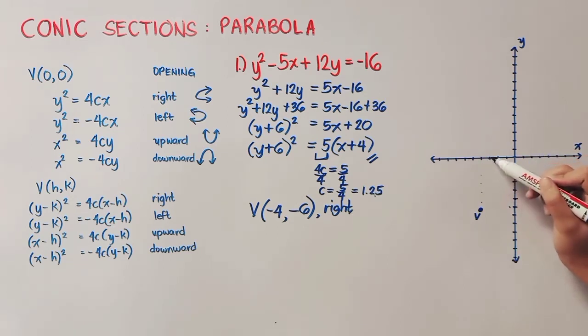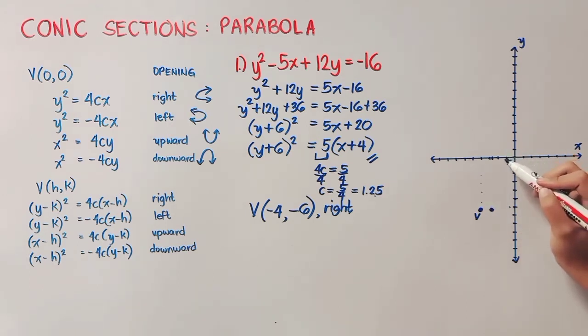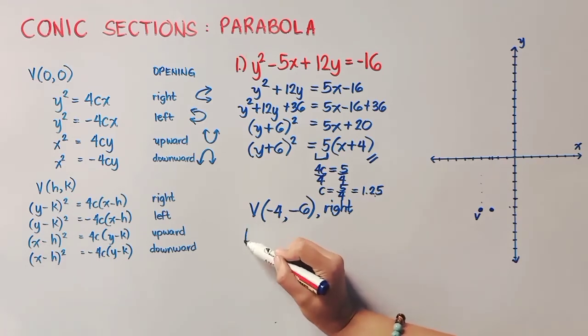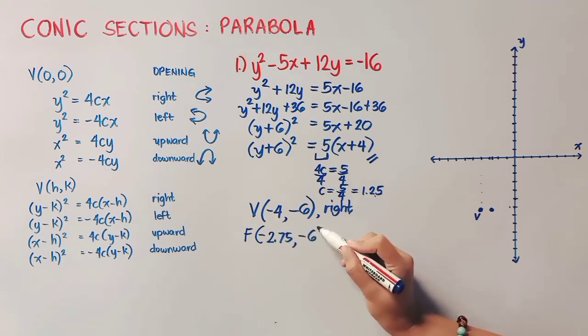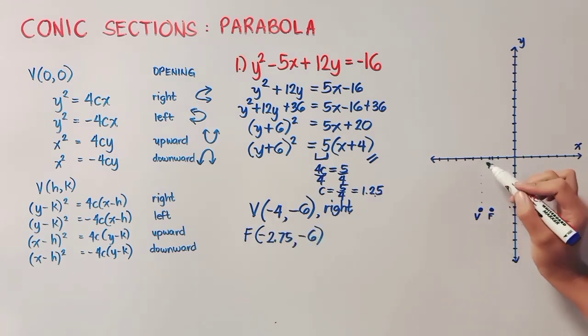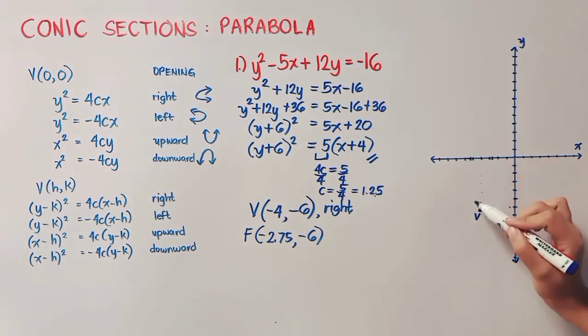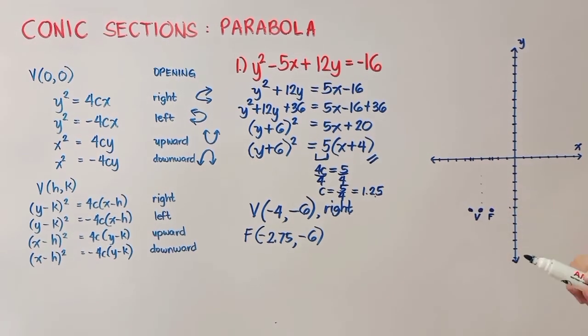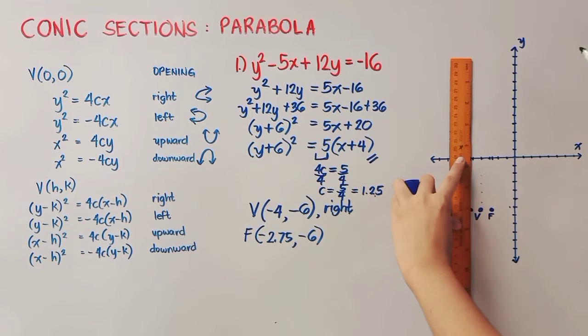So that is from here, 1.25. Our focus is this point. And that point is negative 2.75, negative 6. Now our directrix is also 1.25 units from the vertex, but it is in the other direction. So it's here. So we will just have to make a line passing through that point.